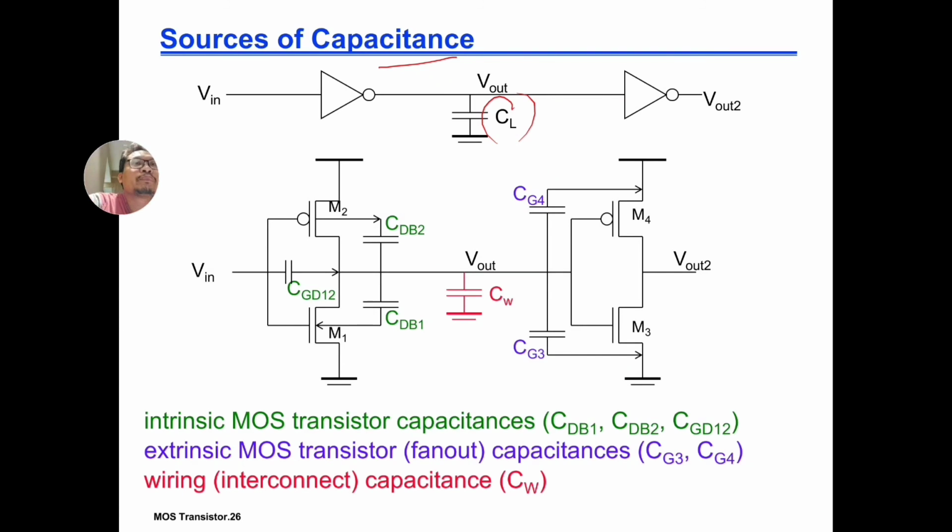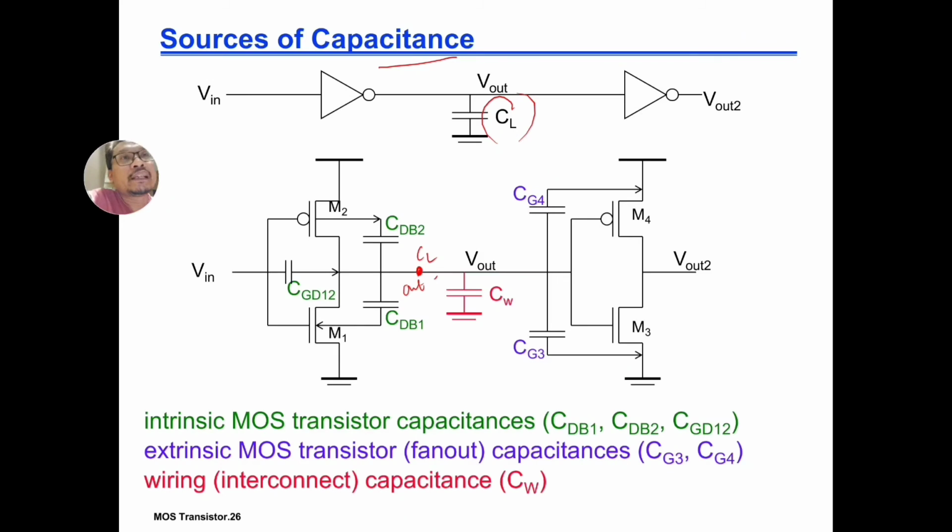For example, here we have inverters. You can see the transistor-level design of two back-to-back transistors, and we have a CL in the middle. We are interested to know what the CL is on the output node. Here is the output node. So what is the load capacitance of the output node?